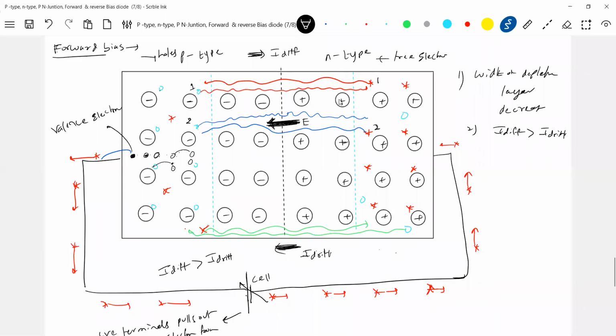Now let's see that making and breaking of covalent bonds will take place here. Here also, covalent bonds will break up, and due to that minority carriers are generated, and drift current will flow. As the width of the depletion layer decreases, what happens to the number of covalent bonds breaking up? That will decrease. So gradually the drift current will decrease here.